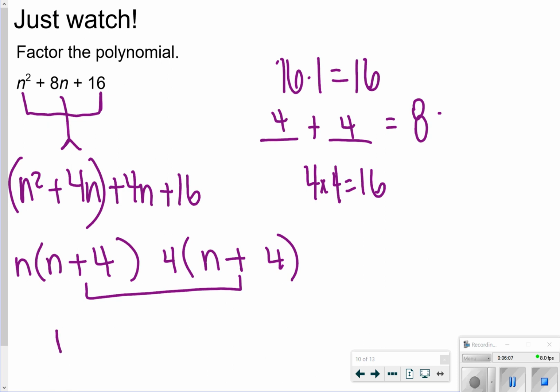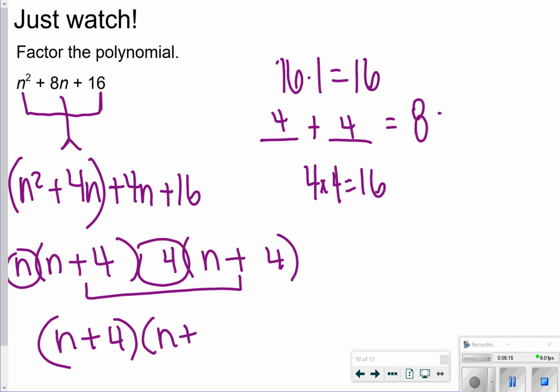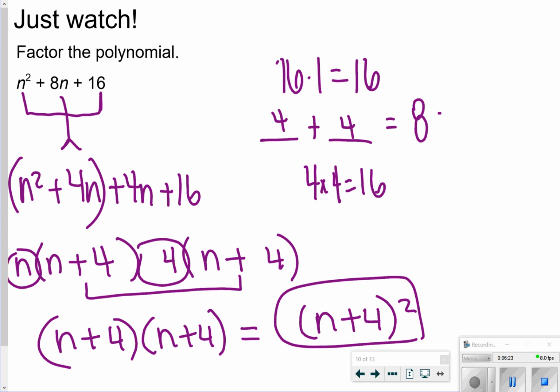That's part 1 of my answer. And then I used the other two to write my second answer, and that would also be n plus 4. So what I would end up writing my answer as is n plus 4 squared, because there's 2 of them.